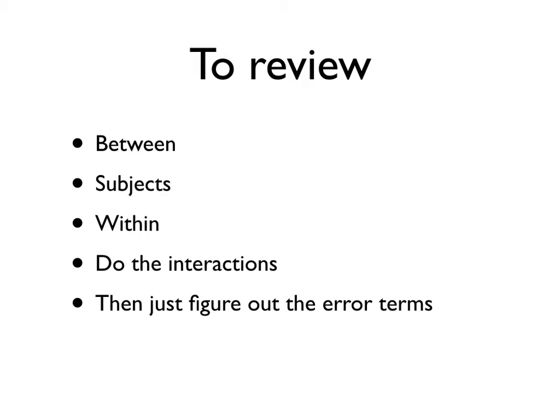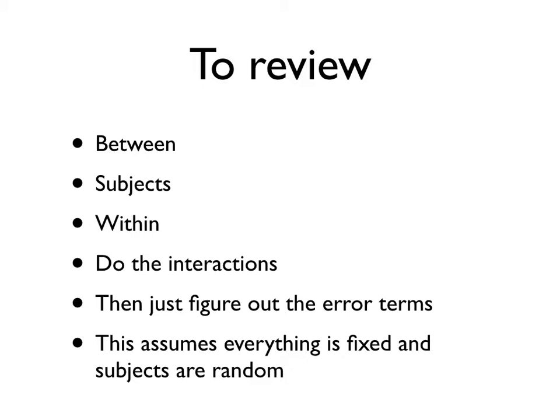But you figure out the error terms just by going to the one below. It's really that simple. Say, retention interval, where's the subjects term that has retention interval in it too? It's got both. That's the error term. It's that simple. Now, this always assumes that everything else is fixed and subjects will remain a random factor, but frankly, that's going to be the case, as we talked about last time.